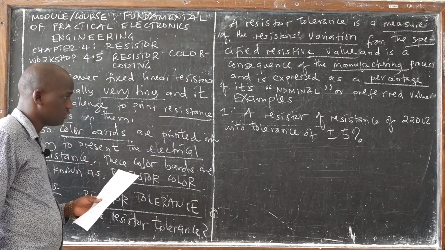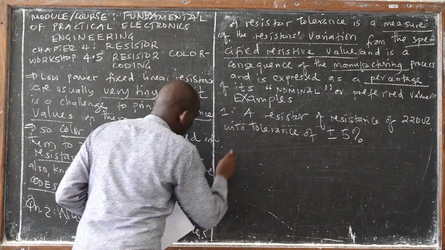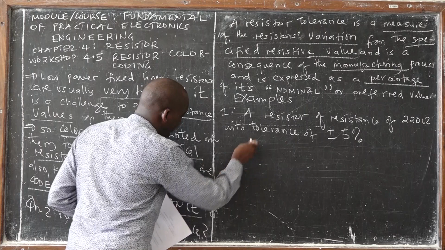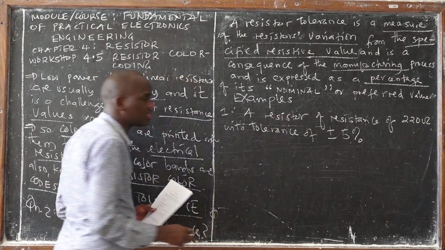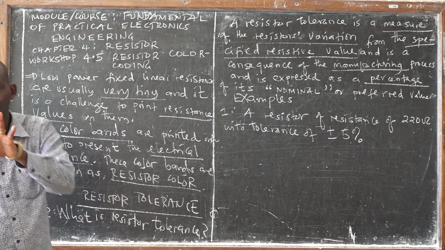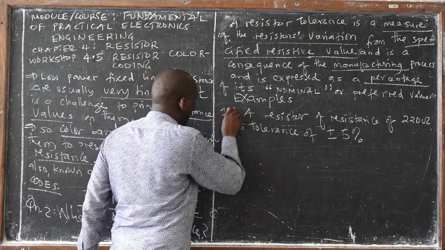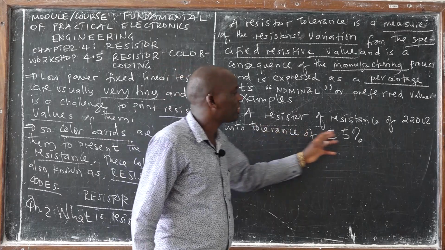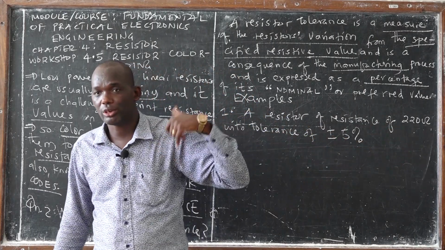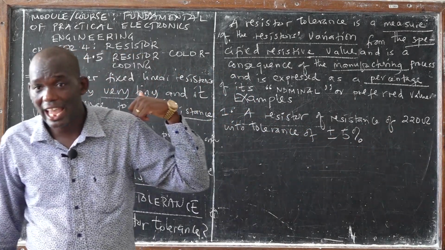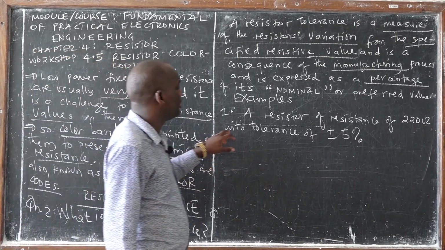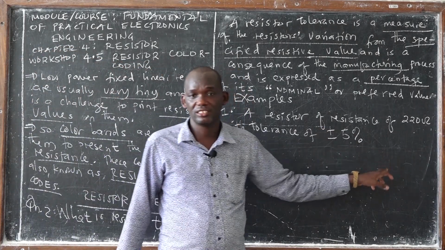So I'll give you its range. This is one of the examples; then we'll have a second example. Let's deal with this one first. In electronics, we have a resistor whose resistance is 220 ohm. Do you remember that? It's a standard, right? And its tolerance is plus or minus 5%.